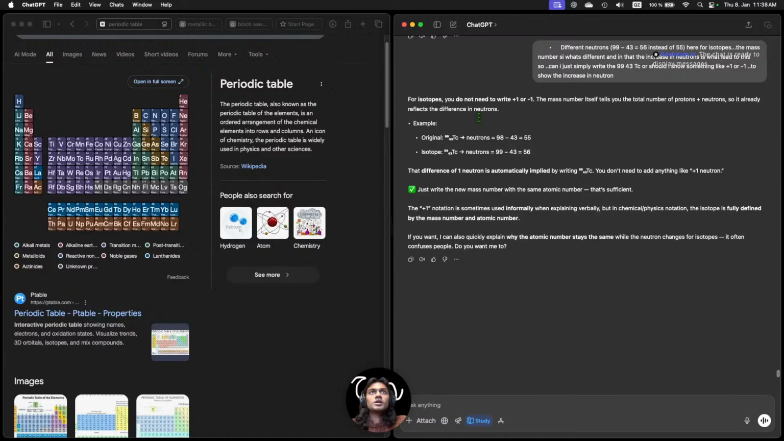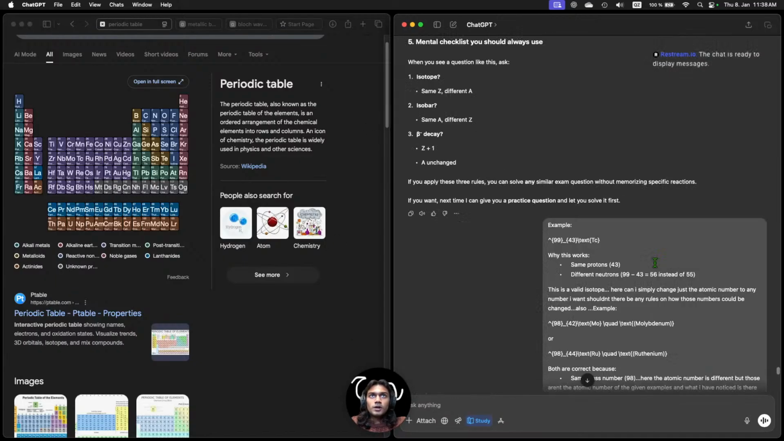For isotopes, you do not need to write the neutrons. The mass number itself tells you the total number of protons and neutrons, so it already reflects the difference in neutrons. The difference of one neutron is automatically implied in the writing. You don't need to add anything. Just write the new mass number. That's sufficient. Okay, so change in number of neutrons. So that's for isotope. Now for isobar.